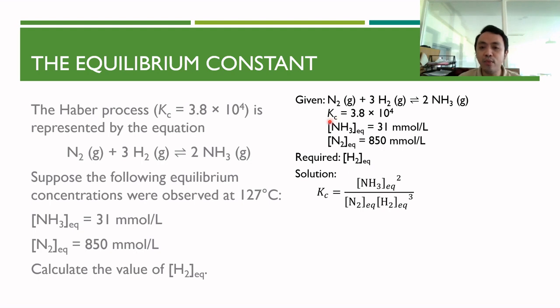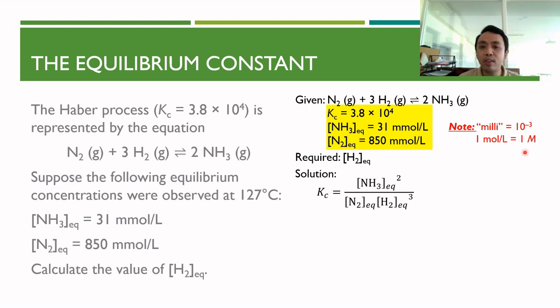Note that we are given the value of K sub C. Since we are given this value, this tells us that we need to have our K sub C expression written down, and that is what we've done right here. K sub C then is equal to NH3 squared over N2 times H2 cubed. Now looking back at our given values, we take note that the SI prefix milli stands for 10 raised to the power of negative 3, and that 1 mole per liter is just equivalent to 1 molar. Molar is represented by the unit capital M.